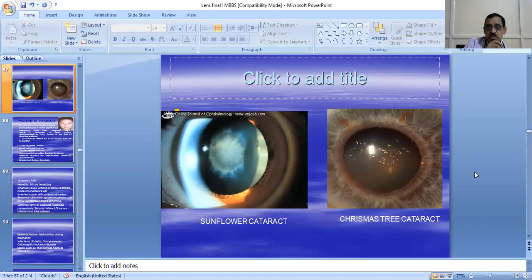The first and foremost is, if the opacity is in the center, we ask the patient to read in bright light. Suppose the opacity is in the center, we ask him to keep the light just behind and by the side of his head, so that there will be dim light and relative pupillary dilatation, and the paraxial lens fibers which are clear will come into focus and the patient will be able to see better. Secondly, we can instill mydriatic drops in these cases.